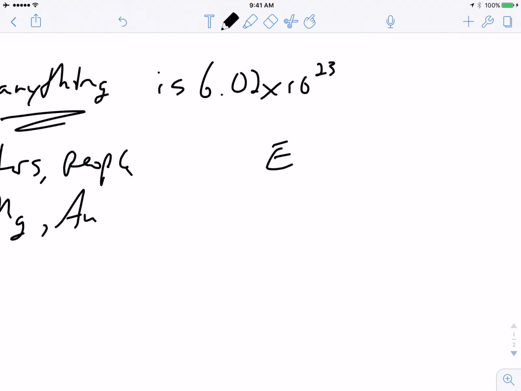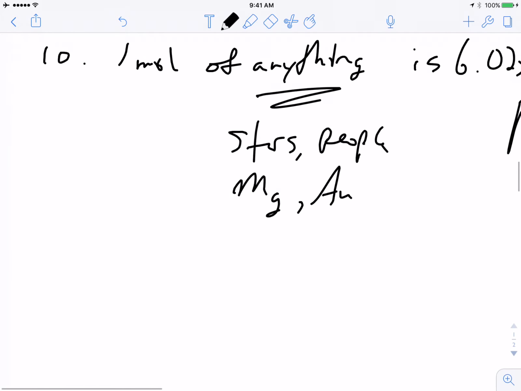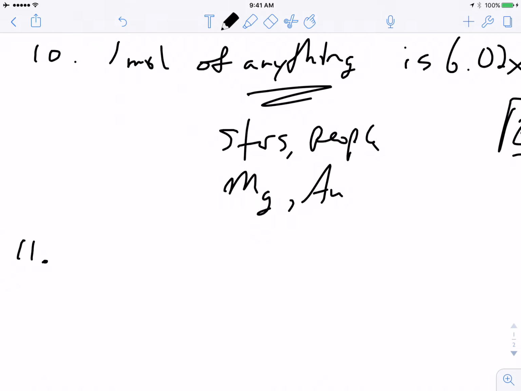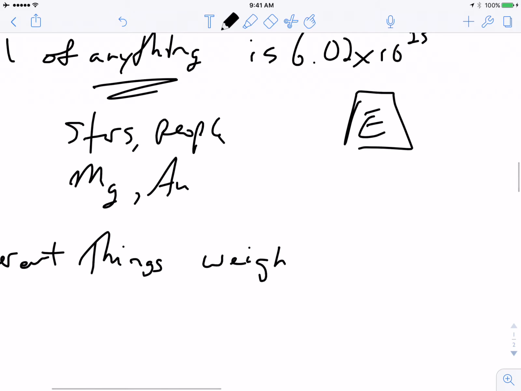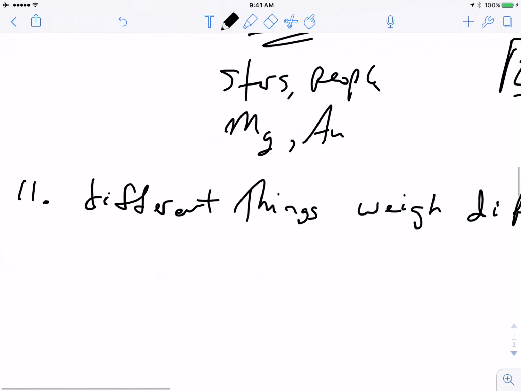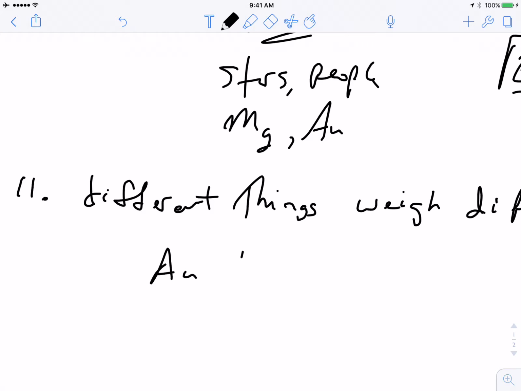So that's letter E. But there is a difference when it comes to mass, because even though these are different things in the same amount, they all have different weights. So remember that different things weigh different. So we check our periodic table. We realize that gold is 197 AMU, and that's the heaviest. That's D.